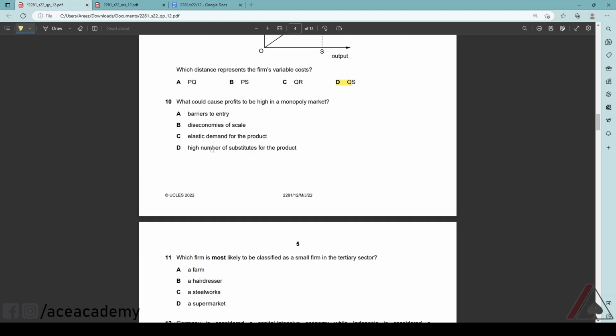Number D is the high number of substitutes for the product. If there are a high number of substitutes for the product, there would not be high profits because people would not want to buy it, and that does not apply for a monopoly market. So the only answer here is A, barriers to entry.